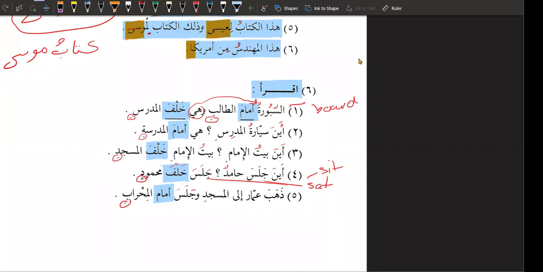ذهب عمار إلى المسجد وجلس أمام المحراب. نعم. ما معنى الجملة؟ Ammar went to the mosque and sat in front of the mihrab.